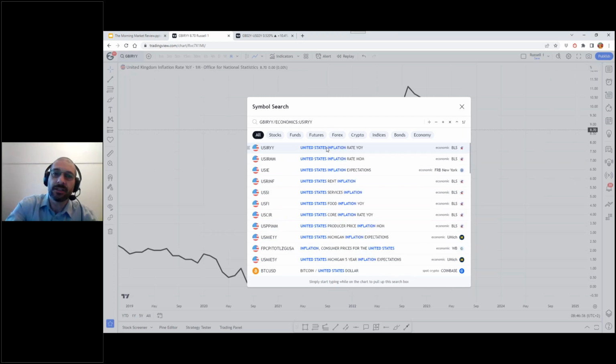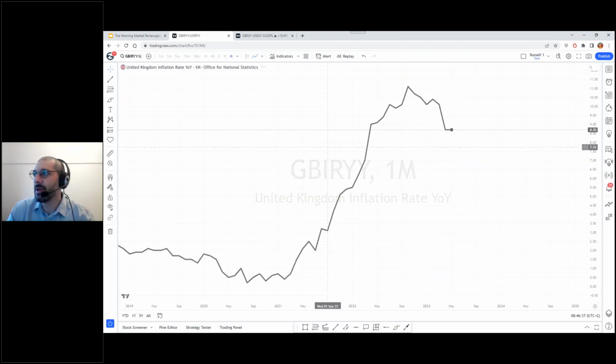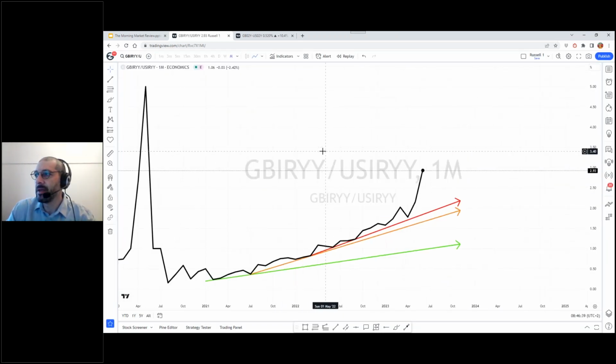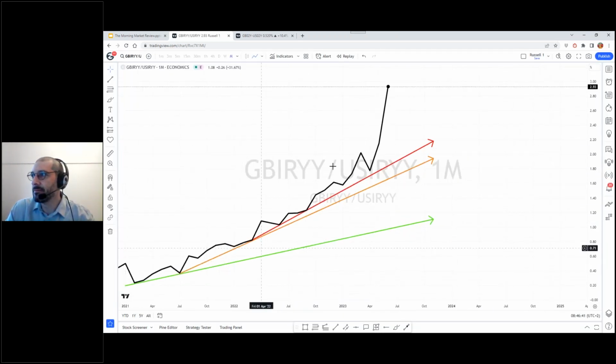Okay. Just going to hit enter here, and now we've got a relative strength chart, and it's a little unfair because we don't have the June data point for the UK. So this kind of spike up here from May to June is a little unfair because we're not using all the data points. Just want to make that very clear. Nevertheless, I think it gives a fairly good idea of what's happening.